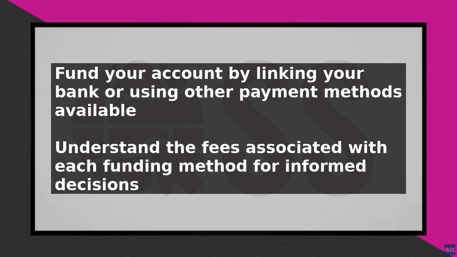To place a trade, select the security you want to buy or sell and choose the order type. Webull offers various order types, including market orders, limit orders, and stop-loss orders. Enter the number of shares you want to trade and confirm the order.